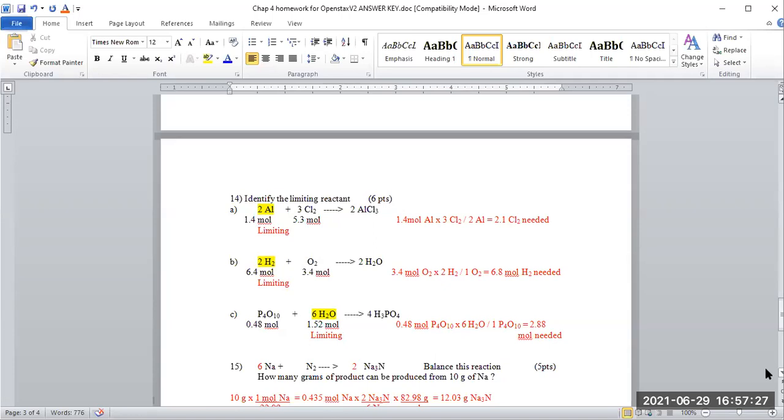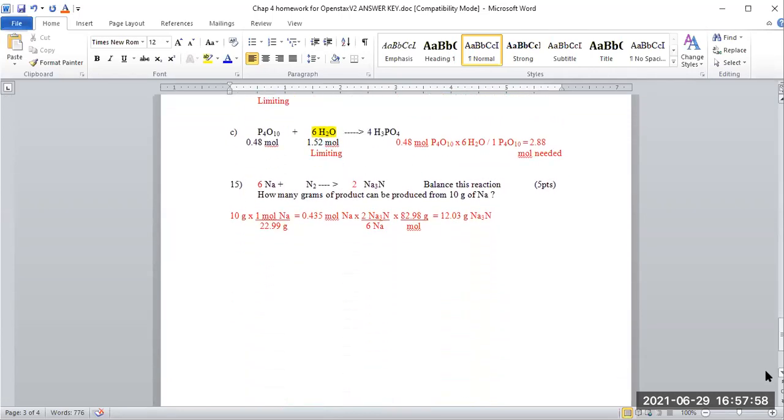For the last one there, I have quite a bit less P4O10, but I have a 6-to-1 ratio. If I use up all my P4O10, I need more, almost 3 moles of water. I've only got 1.5. So it can't be the P4O10, it has to be the water that's limiting.